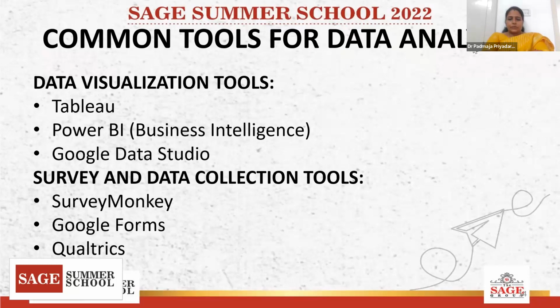Similarly, when I want to collect a survey, usually in general, people use Google Forms. But sometimes we use SurveyMonkey and Qualtrics also. Of course, each has its own advantages and disadvantages.